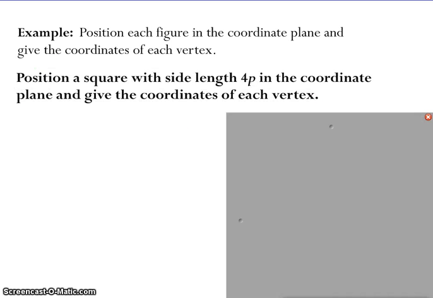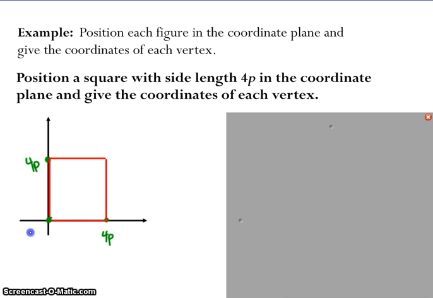Alright, so position a square with a side length of 4p in the coordinate plane and give the coordinates for each vertex. I want you to pause and give this a shot now. So the first thing that you'll need is an x and y axes. With the side length of 4p, it means we'll go up 4p and over the same distance 4p. And then we connect our dots.